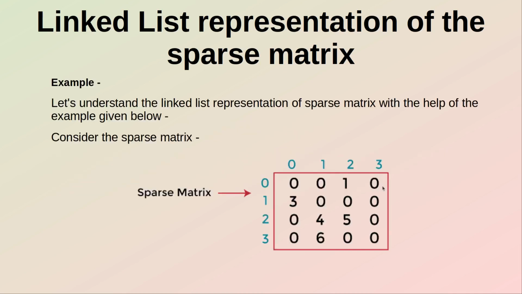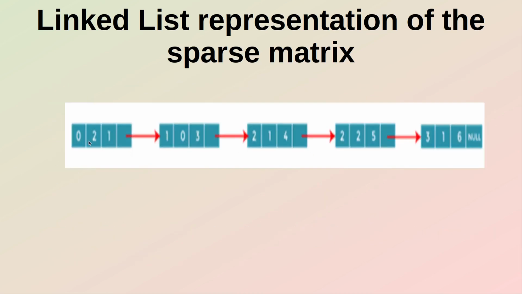So this is one example of a sparse matrix. Here the 5 elements, 1 2 3 4 5, are non-zero elements, and the remaining 11 elements are zero elements. Now we concentrate only on non-zero elements. So first we take the 1. The row value is 0, the column value is 2, and the value is 1. So this is the representation 0 2 1.